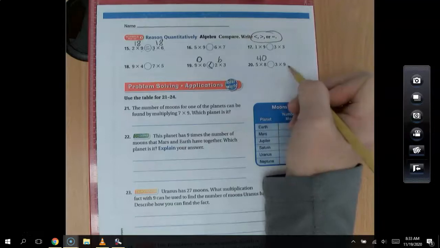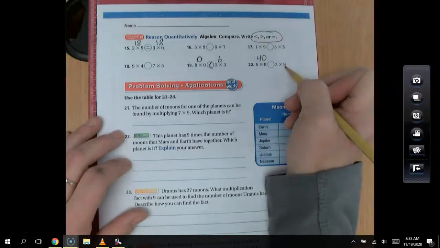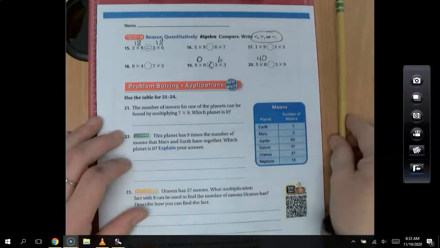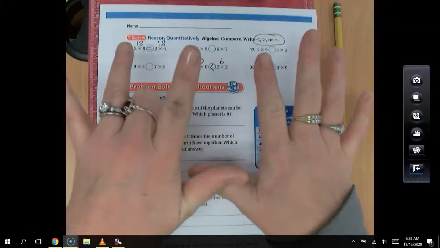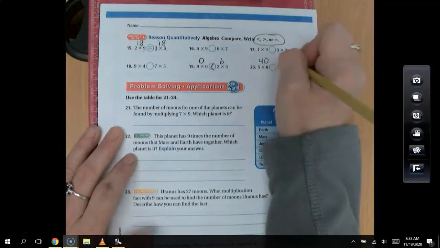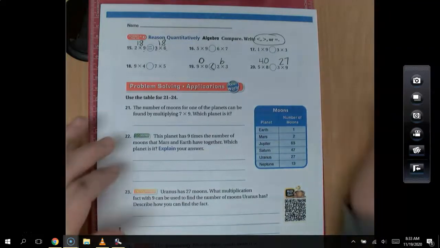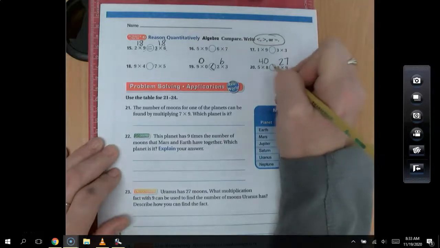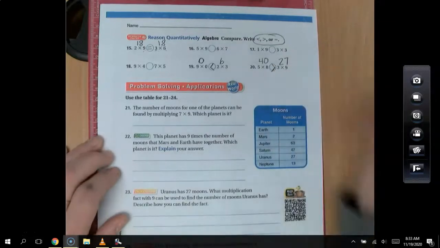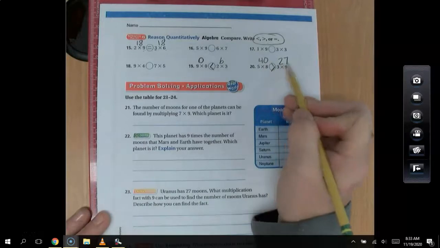What is 3 times 9? Well, I know 2 times 9 is 18, and if I add 9 more, I get an answer. Or you could do the 9s trick. 1, 2, 3. What's your answer? 27. Okay, what symbol are you going to put in the middle? Remember, the alligator eats the bigger number, so the mouth has to be open to the bigger number. You're right. 40 is greater than 27. 40 is bigger than 27, so we say 40 is greater than 27.